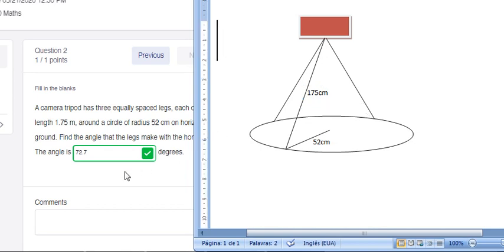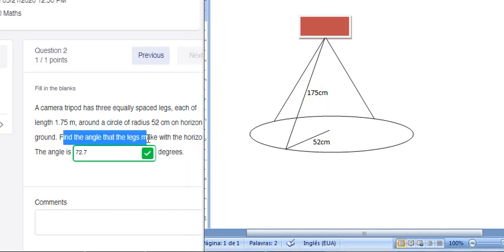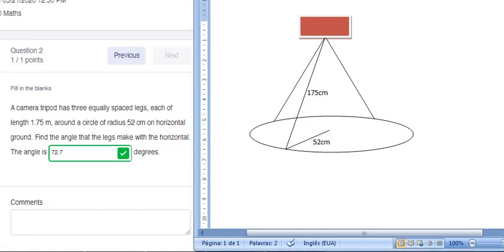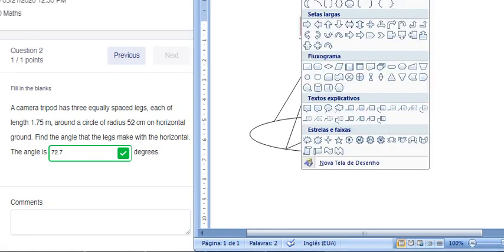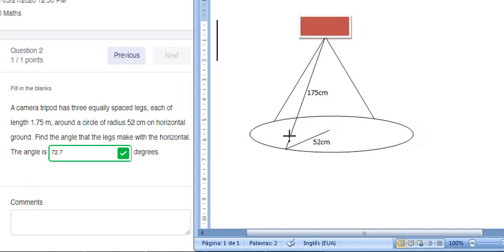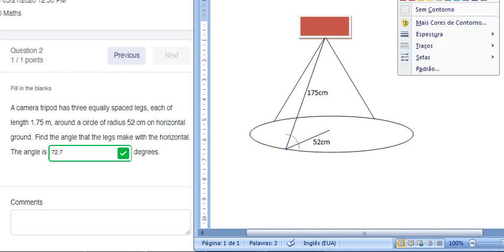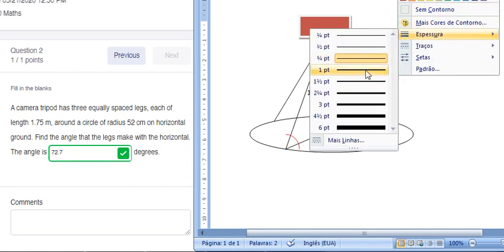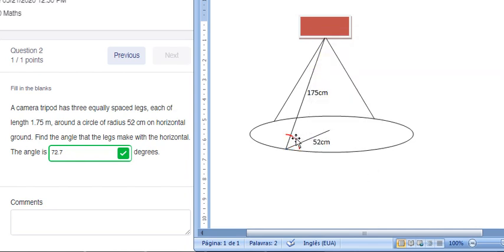Now the question is, find the angle that the legs make with the horizontal. So the point is about this angle over here. Let me put it in red. This is the angle that we are looking for, the angle that the legs are making with the horizontal ground.